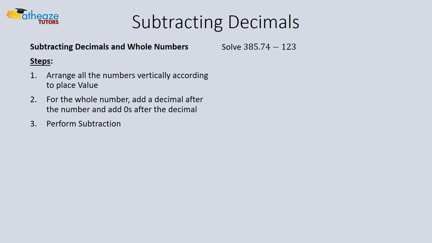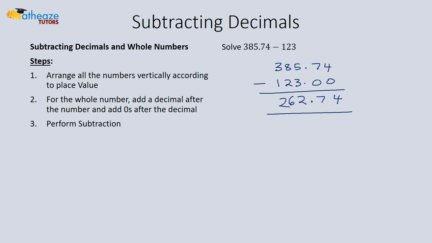Let's look at another example. 385.74, and then we're going to have 123 right under the 385. So we put a 0 after it. 4 minus 0 is 4. 7 minus 0 gives you 7. 5 minus 3 is 2. 8 minus 2 is 6. 3 minus 1 is 2. And that's how you get your solution.